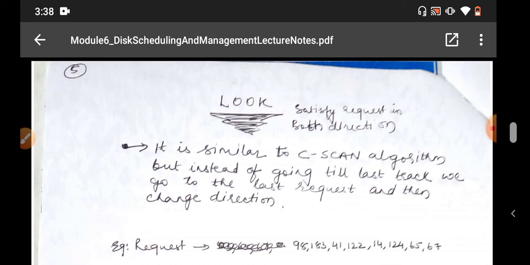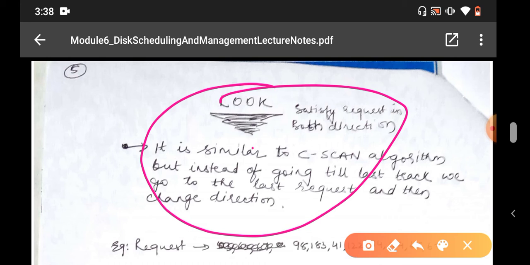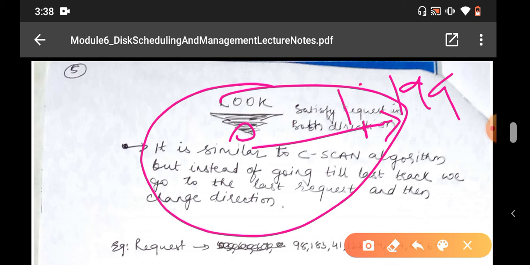In all the algorithms which we have discussed, what used to happen is that it goes to the last track. Let me draw over here. If this is a disk, it goes to the last track. If this is the 0th track and the 199th track, it will go, and maybe the last request is not near 199, it may be 180, so there is no need to go up to 199 and increase the seek time, response time and so on.